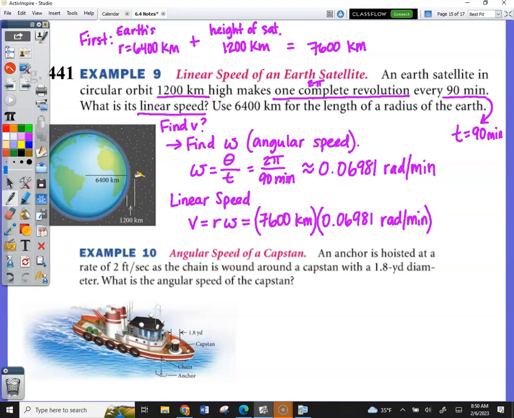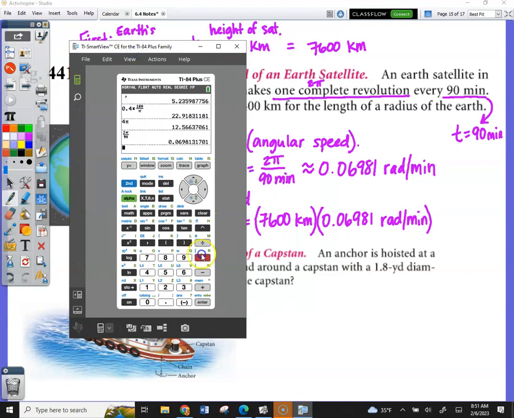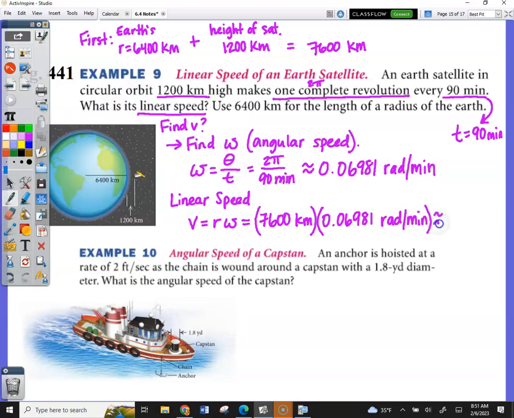Then you would go to your calculator. That big old decimal that's in there, we're just going to pull that down and hit times 7600. So hit times 7600. And I went to the nearest whole number, so I said 531. So this is approximately 531.